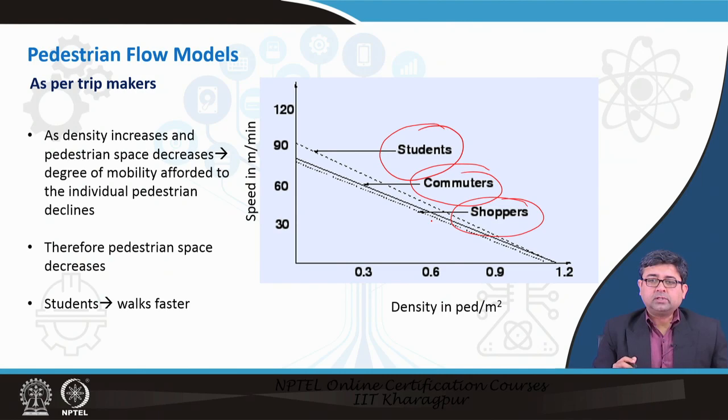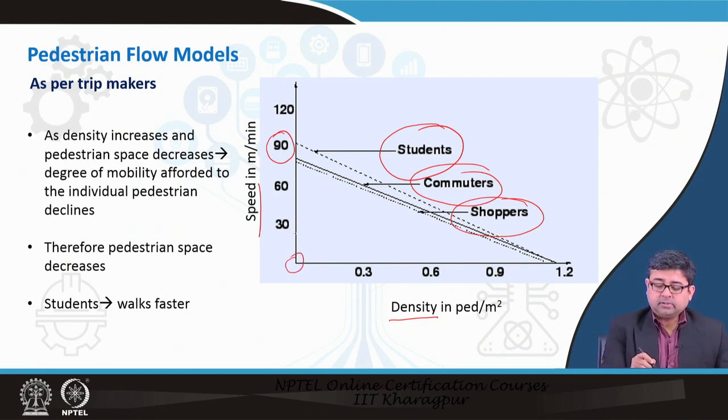It has been noticed that there are some significant differences between these three kinds of trip makers along the street. When you plot the graph between speed and density, you will see that students usually have a greater free flow speed. When the density is 0, the speed is called free flow speed. So, students usually tend to walk faster compared to commuters or shoppers, and that is intuitive in another sense, because students are usually younger in age.